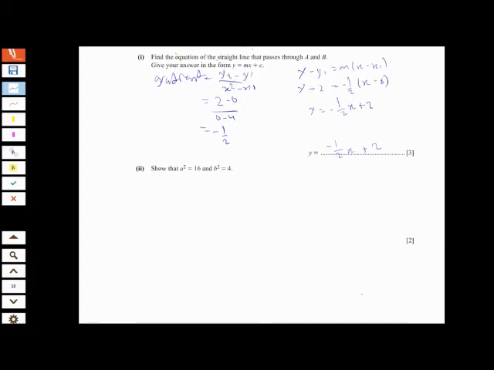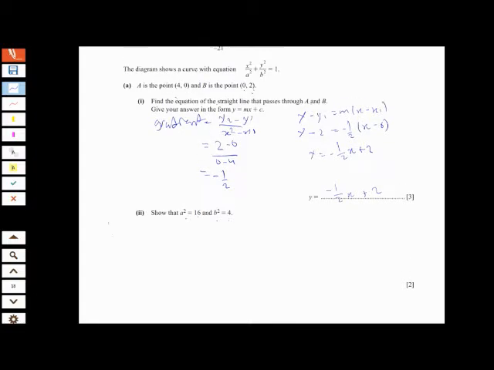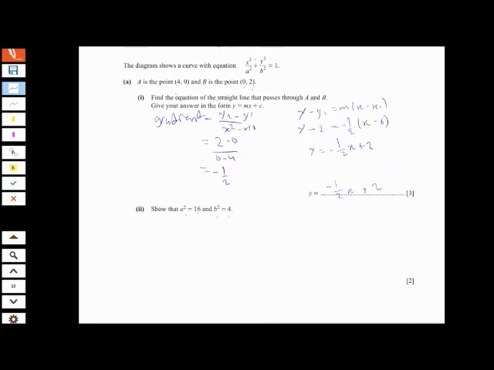Show that a square equals 16 and b square equals 4. So this is a bit of a tricky question, right? What you should do here, now this is the equation, is find the x-intercept and the y-intercept. So you write here x-intercept, and then you write here y-intercept. What I mean by the y-intercept is when x equals 0, and the x-intercept is when y equals 0.